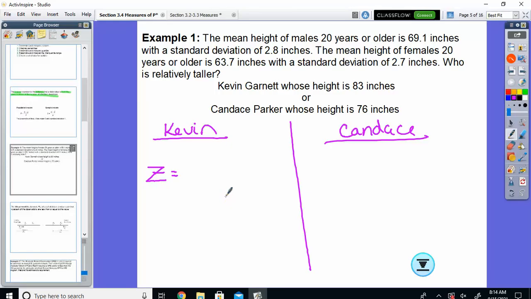So your z is your value. So how tall is Kevin? 80 minus the mean. So Kevin is a male. The mean for the males is 69.1. And you divide by the standard deviation. The standard deviation for our males is 2.8. So value minus the mean divided by standard deviation.